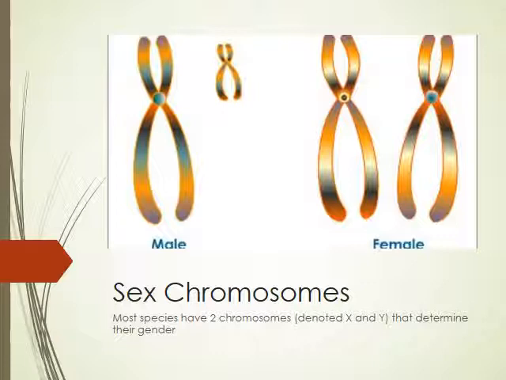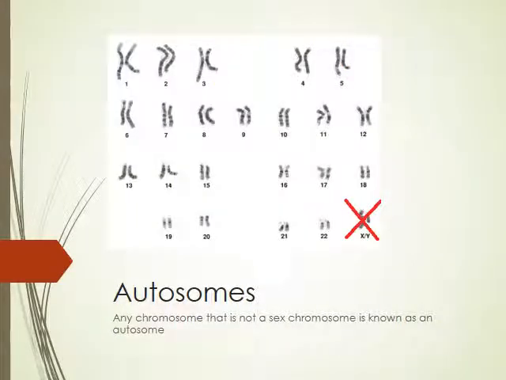So if you're male, you got an X and a Y. If you're female, you got an X and an X. All of the rest of the chromosomes are termed autosomes. Anything not a sex chromosome is an autosome.